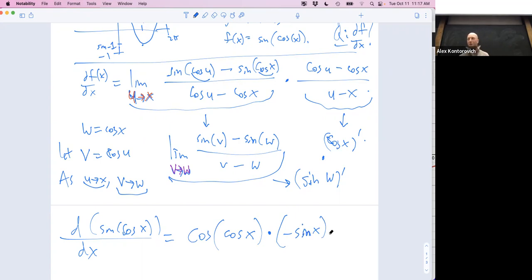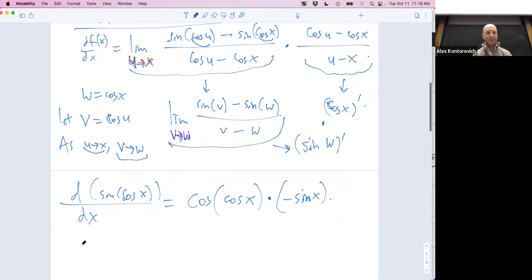Okay, that's the derivative of this complicated function. Is there anything special about the functions sines and cosines? No, we could have done this for any function, and that gives us the dreaded, infamous, whatever, chain rule. This is called the chain rule.